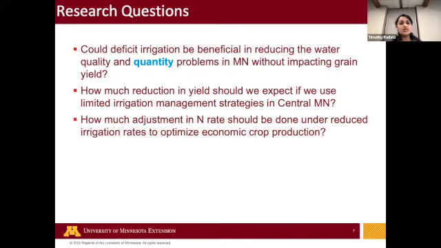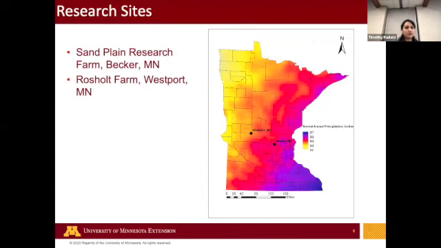Then the second question is, how much reduction in yield should we expect if we use limited irrigation? Our goal is to not reduce the yield. So we are trying to find those optimum levels of irrigation and nitrogen that do not reduce the yields. But if so, how much yield reduction happens with these irrigation management techniques, and then how much adjustment in nitrogen rate should be done under these reduced irrigation rates to optimize the economic production? So these are some questions that we are trying to answer.